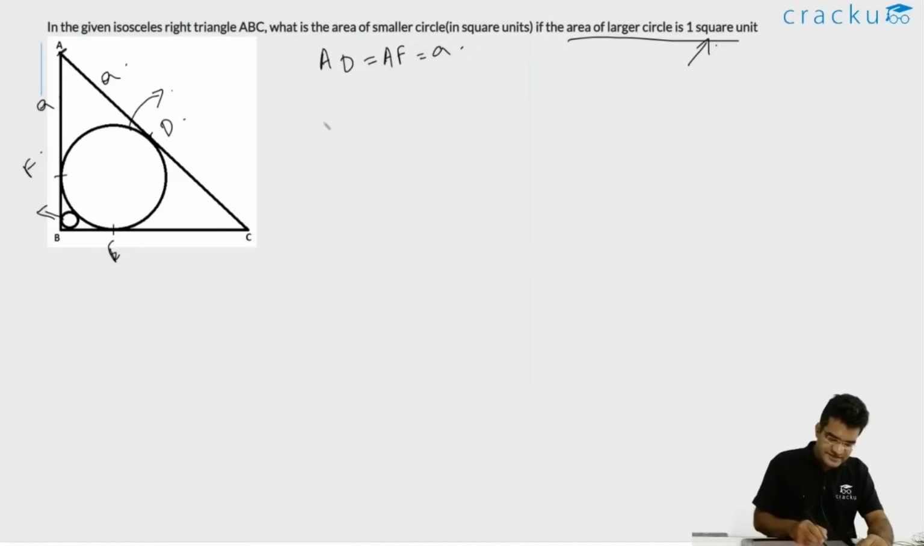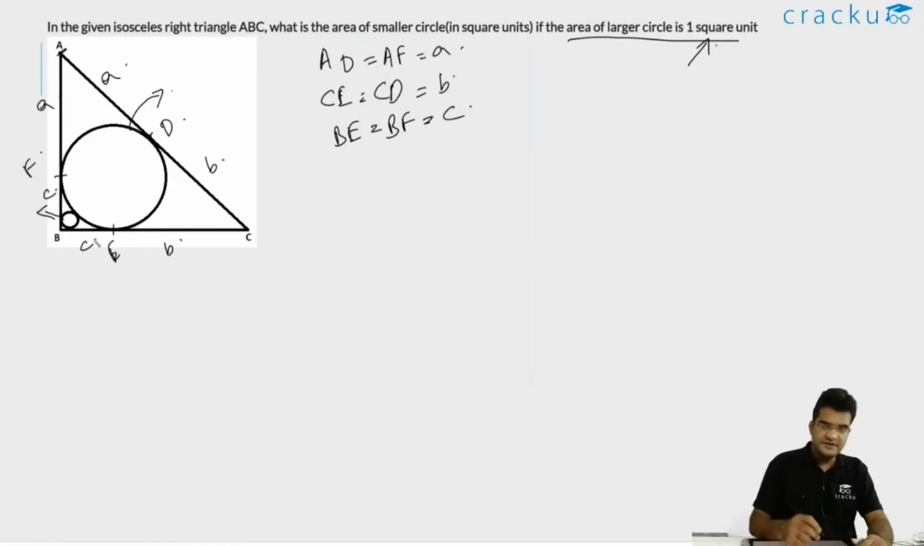Similarly, let us assume that CE is equal to CD is equal to b. That is, this is b and this is b. And similarly, let us assume that BE is equal to BF is equal to c. That is, we assume that this is c and this is c. As this is an isosceles triangle, AB is equal to BC.